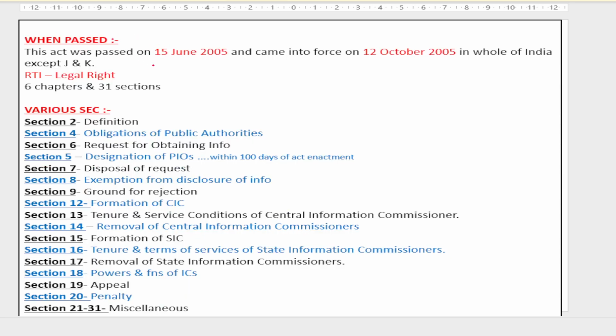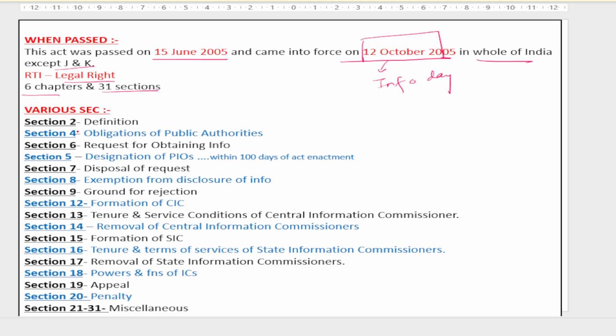Now, when was this RTI Act passed? It was passed on 15th of June 2005 and it came into force on 12th of October 2005. Now, 12th of October is regarded as the Information Day. It came into force in the whole of India except the state of J&K on 12th of October 2005. RTI is a legal right because the law was passed by Parliament. It has 6 chapters and 31 sections.